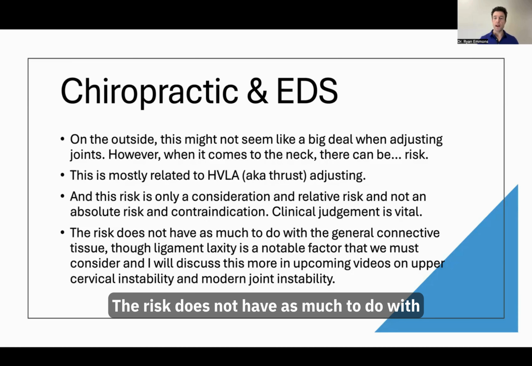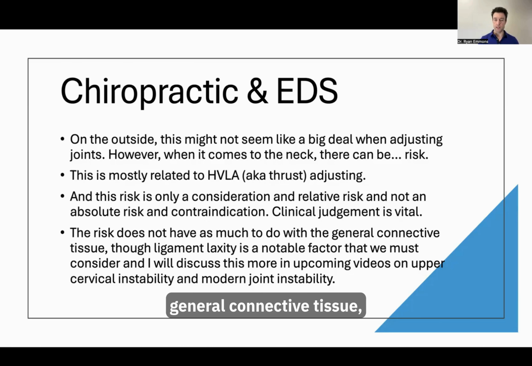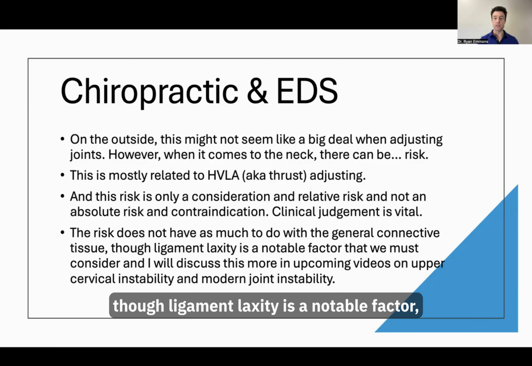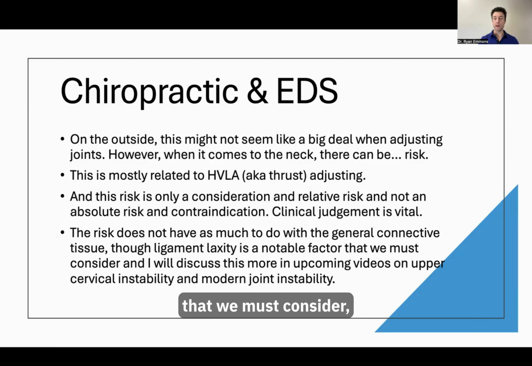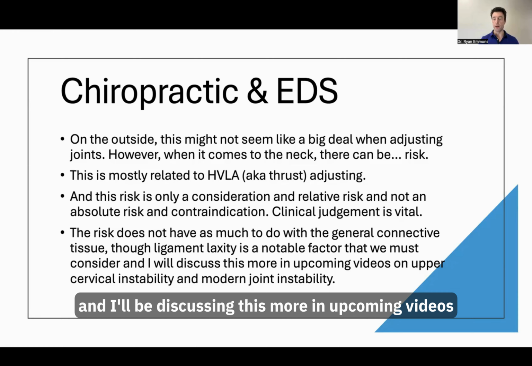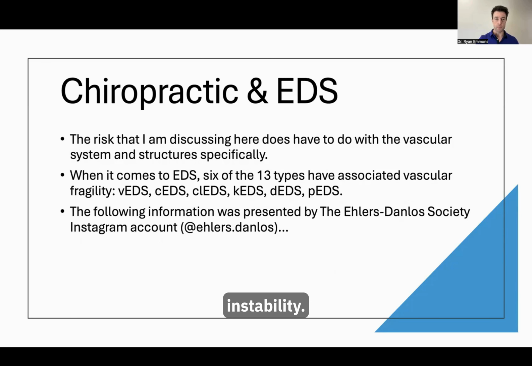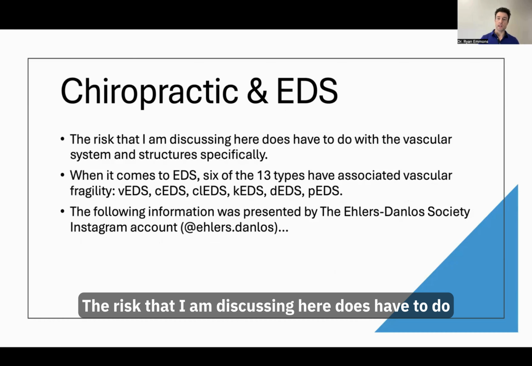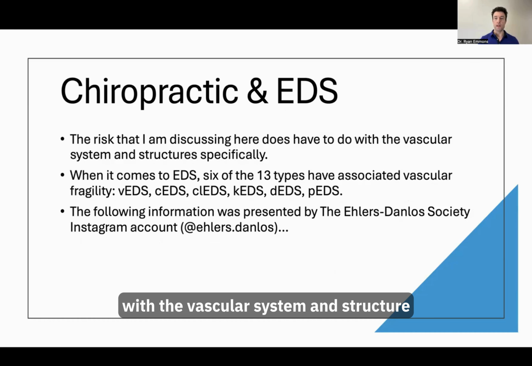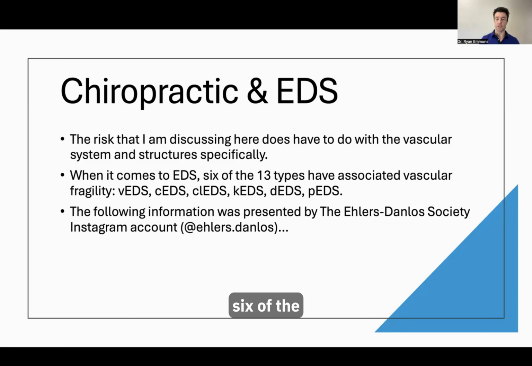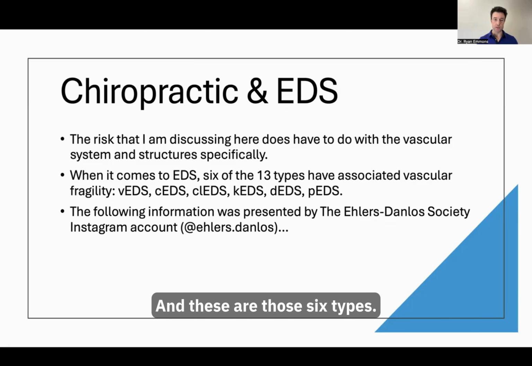The risk does not have as much to do with general connective tissue, though ligament laxity is a notable factor that we must consider, and I'll be discussing this more in upcoming videos on upper cervical instability and modern joint instability. The risk that I am discussing here does have to do with the vascular system and structure specifically. So when it comes to EDS, 6 of the 13 types have associated vascular fragility, and these are those 6 types.